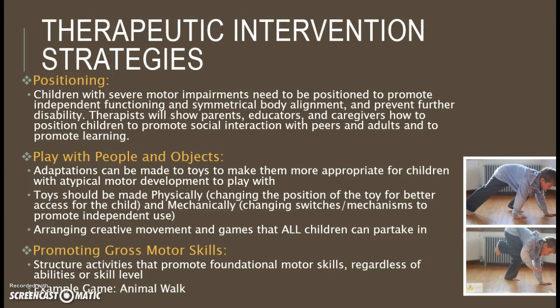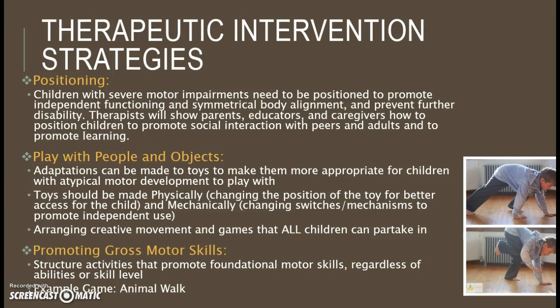Playing with people and objects can also have adaptations. Adaptations can be made to toys to make them more appropriate for children with atypical motor development to play with. Toys should be made physically available, which means changing the position of the toy for better access to the child, and mechanically available, which is changing switches or mechanisms to promote independent use. Arranging creative movement in games that all children can partake in is another part of this.